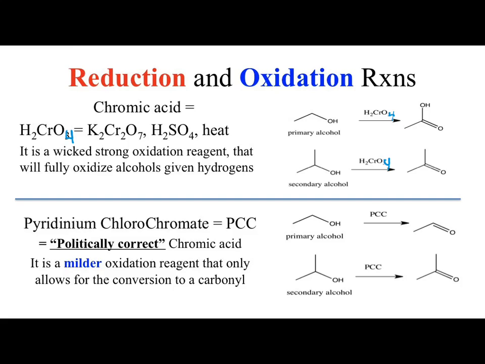Okay? If we start with a secondary alcohol, secondary alcohols quit after 1 oxidation in any case, so chromic acid will take it to the ketone and it just kind of stops there. Okay? So the big difference between these 2 reagents, and I'll keep coming back to this or harping on it, is that chromic acid will push our primary alcohol to a carboxylic acid.